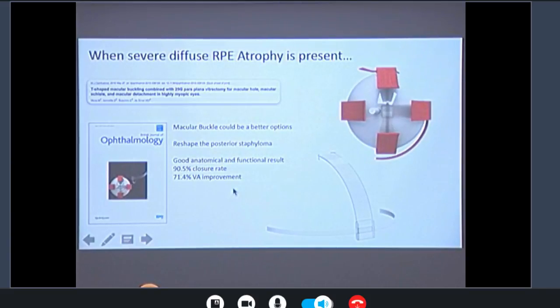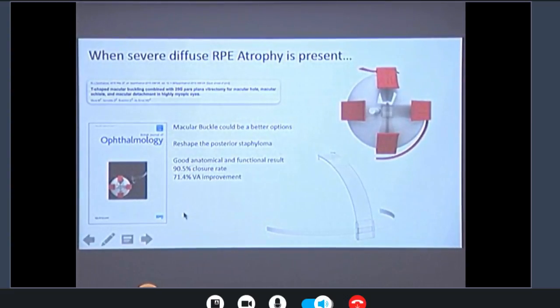So this is what we did some time ago when I was still in Amsterdam. We had a series of patients, and we operated on them with this technique, the macular buckle. These are the great drawings of my fellow at that time, which gave us the cover page of the British Journal of Ophthalmology. It's very, very good, with the digital drawing. And I really think that in patients with RPE atrophy at the break, at the hole location, macular buckle is a better option. It works by reshaping the posterior staphyloma, releasing the anterior-posterior traction, and it gives good anatomical and functional results.